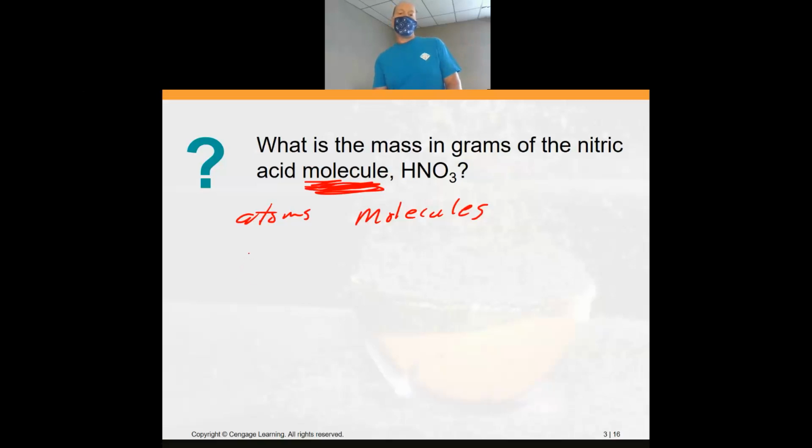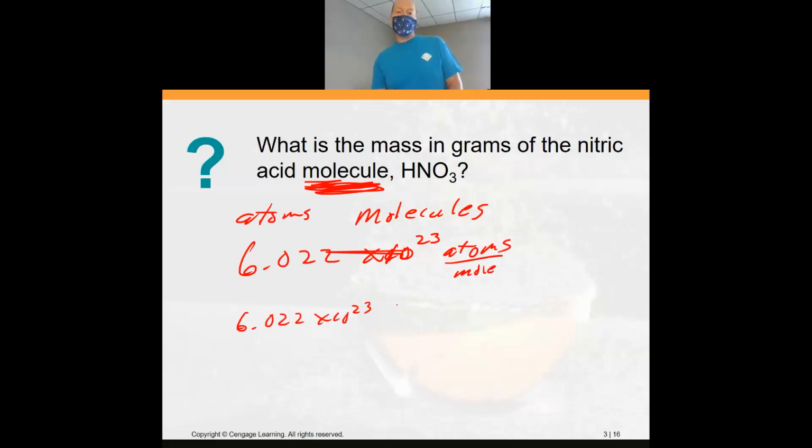All right, and this is Avogadro's number, 6.022 times 10 to the 23rd. That is times 10 to the 23rd, extremely large number. This is atoms per mole. You will also see it as 6.022 times 10 to the 23rd molecules per mole. And in this chapter, you will not see it any other way.